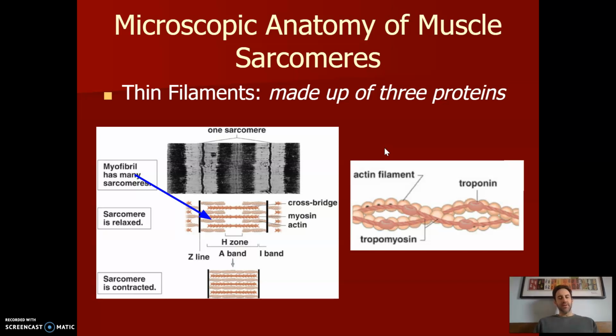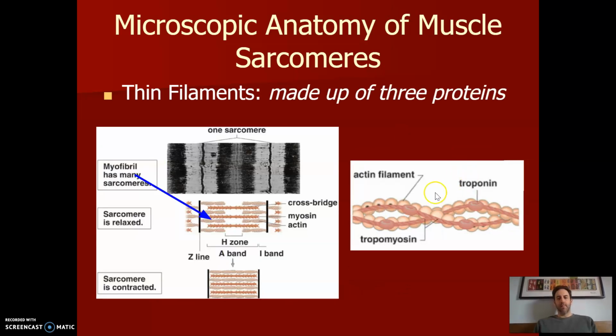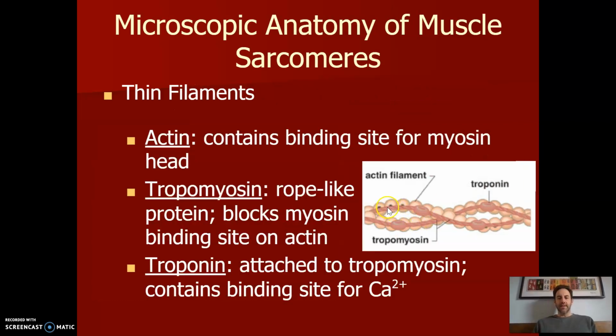The thin filaments, on the other hand, are actually made up of three different proteins. The first protein is actin. Actin is these tannish colored circles right here. You'll note there's this black circle right here. It's sort of covered up. That is a binding site for myosin, and remember, myosin is this little head. So actin has this binding site for myosin. That's the importance of that protein. And then there's this rope-like thing. It's called tropomyosin.